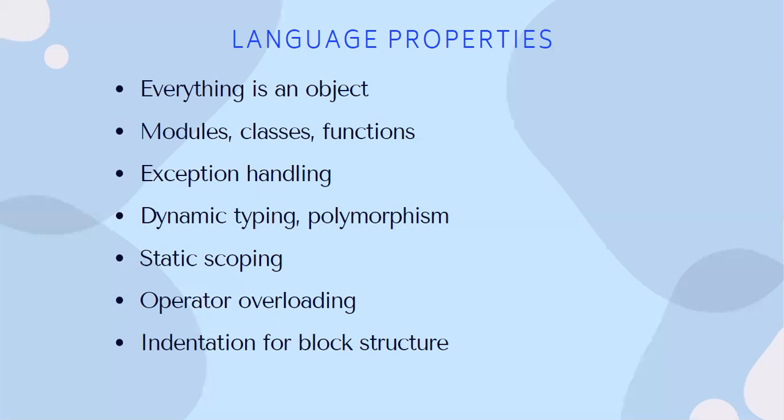When we talk about indentation for block structure, in C++ and other languages you need to create a block when you write a function, so that particular lines of code run in that block. But in Python there are no blocks as such, we don't need to mention curly braces. Instead, we use indentation, four spaces in Python, instead of blocks.